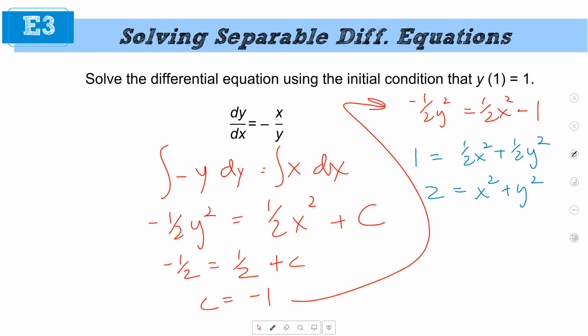With its center at? Where's the center of that circle? The origin, correct. What's the radius of that circle? Square root of 2. Very good.